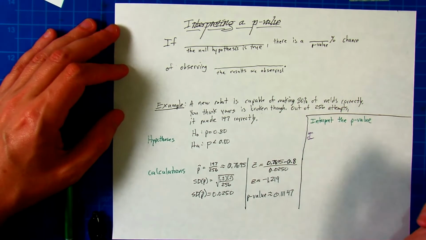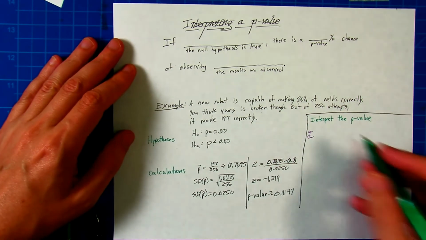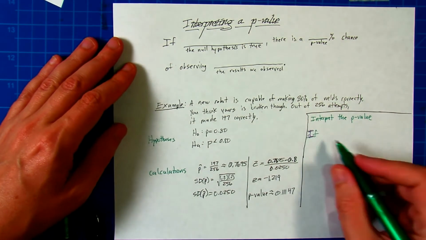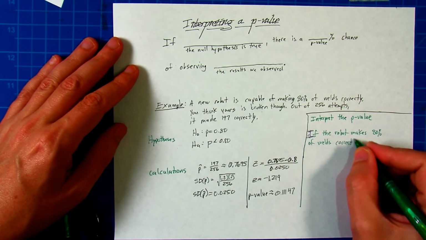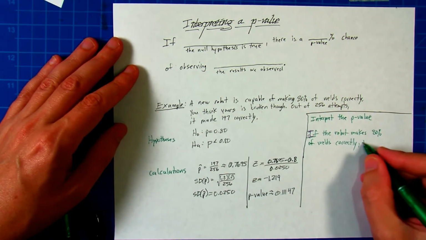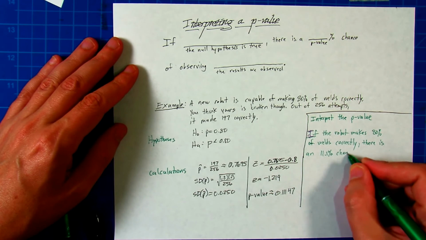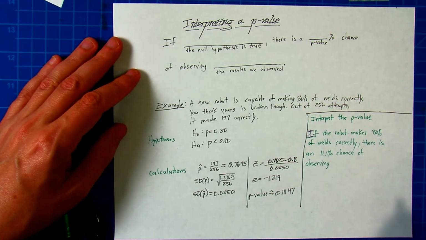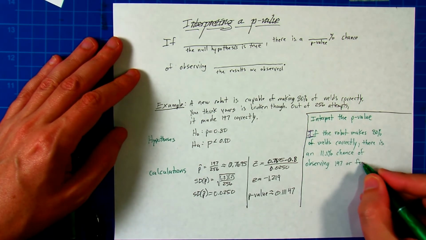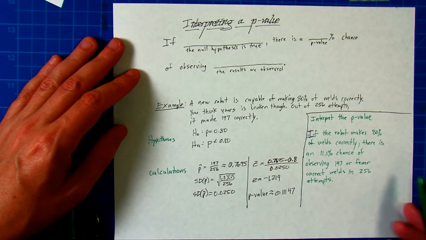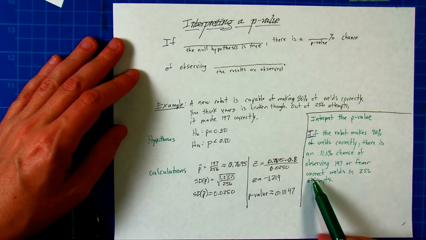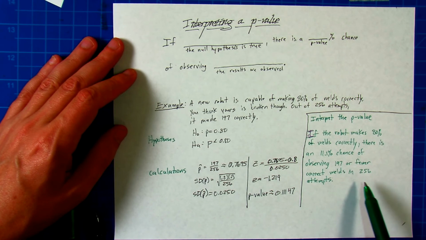Start off with this sentence. If your pen doesn't work, grab a new pen. So if the null hypothesis is true, if the robot makes 80% of welds correctly, there is an 11.1% chance of observing the results we observed, which would be observing 197 or fewer correct welds in 256 attempts.